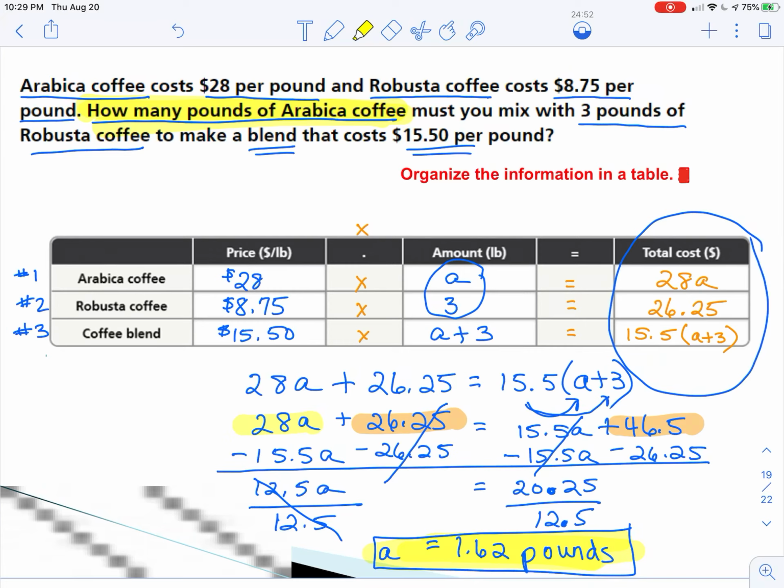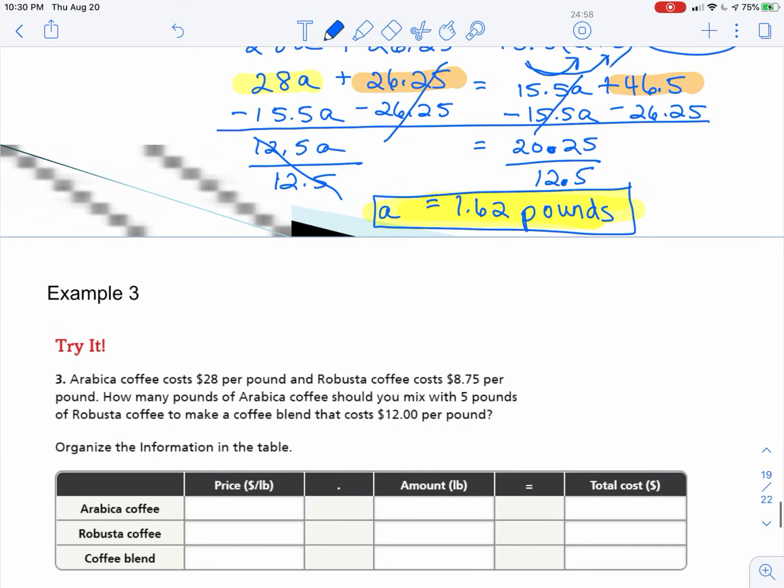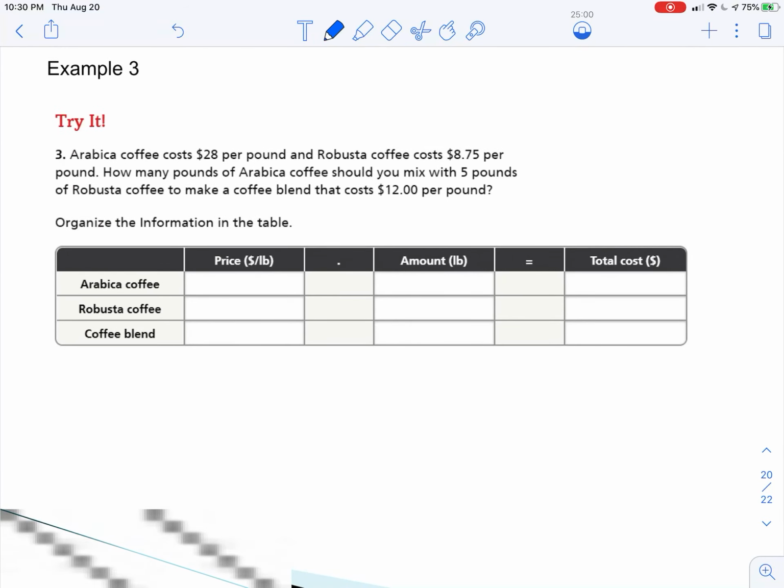Okay, a lot of work? Yes. The chart is very helpful, the table to help you organize your information. So try to keep that in mind when you do the try it problem for example 3. You can pause the video and you can come back and watch me work through this one as well.